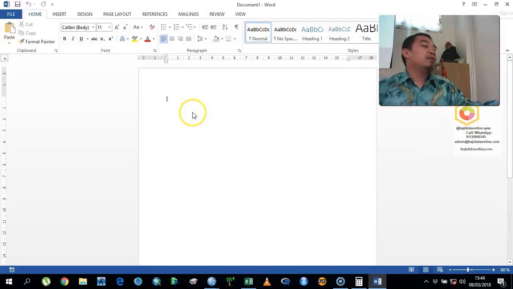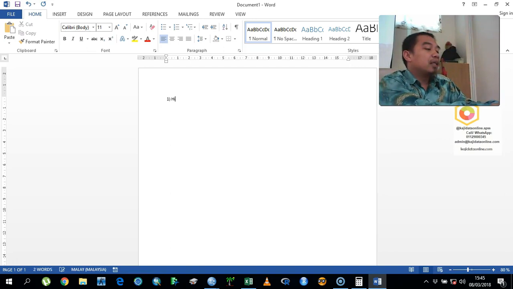So, for example, I want to measure the differences of the weight between the genders, right? So, the first step is what? Hypothesis, null and alternative. Correct, kan? So, kita akan ada hypothesis null. Apa dia? Hypothesis null kita apa dia? Weight of the male and female are the same ataupun equal lah kan.